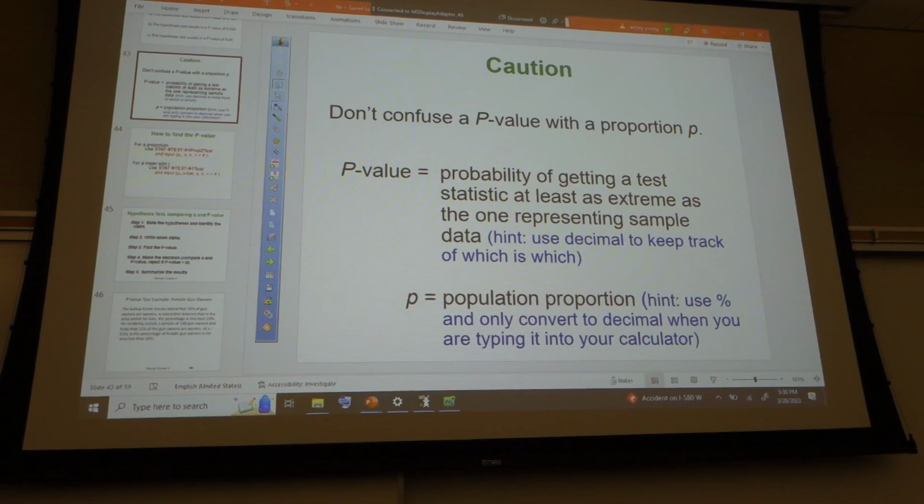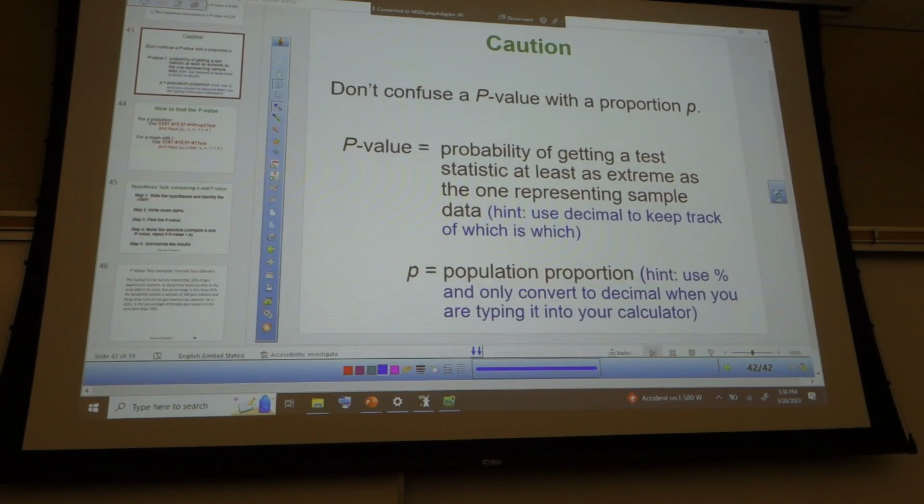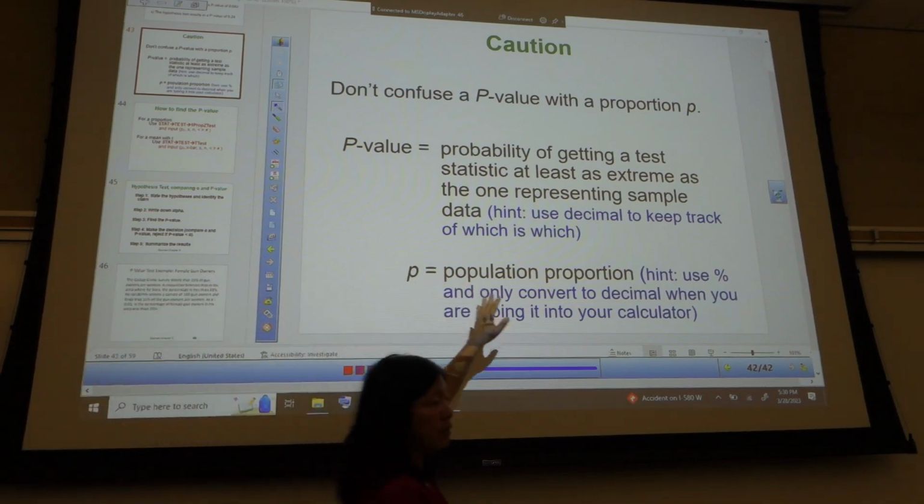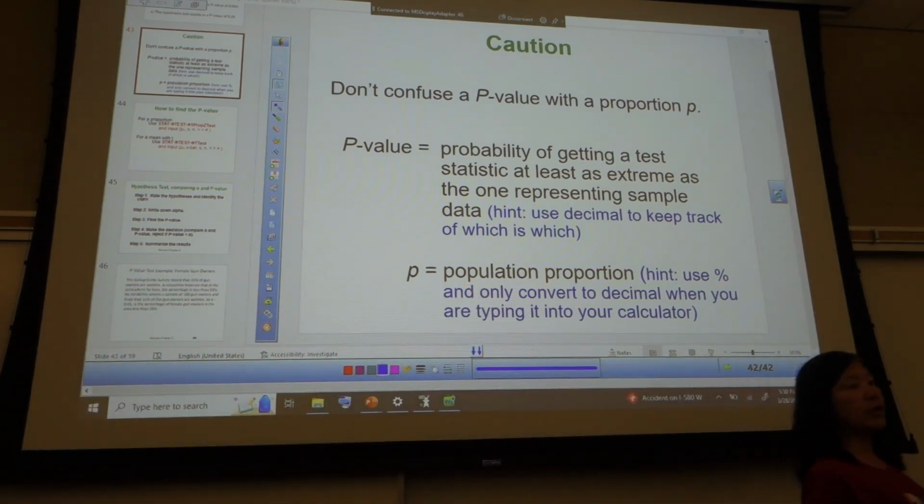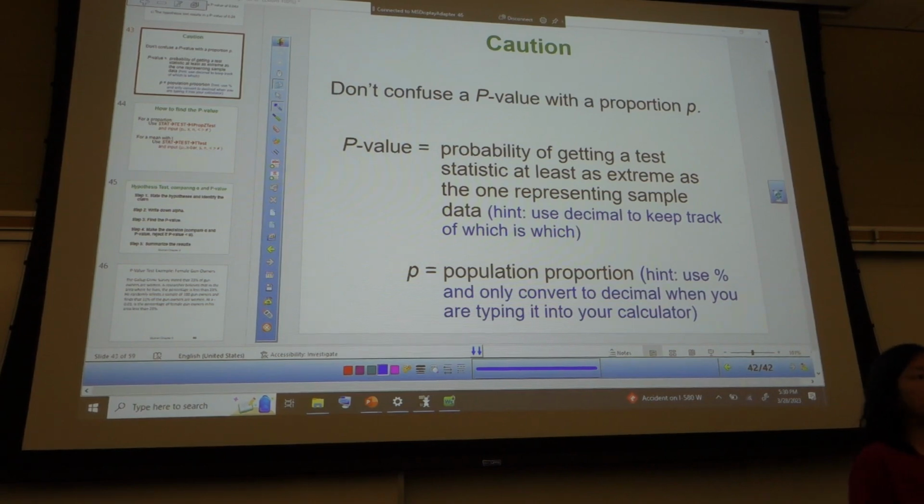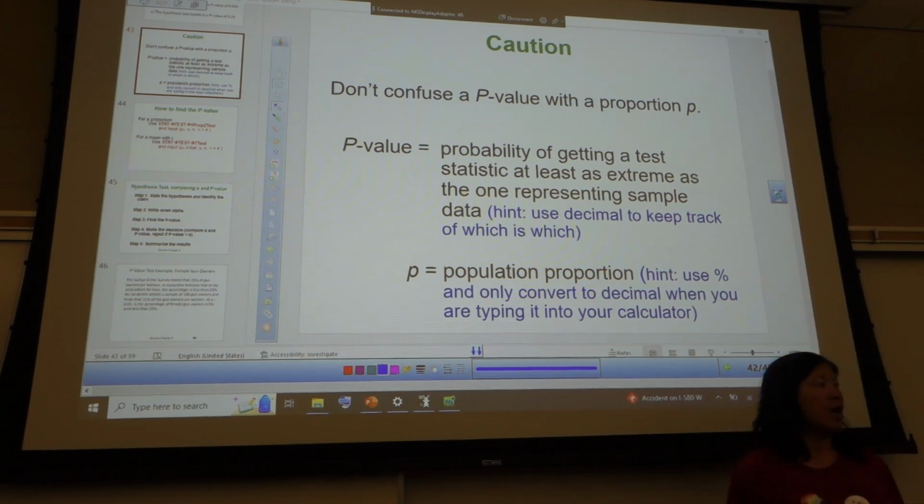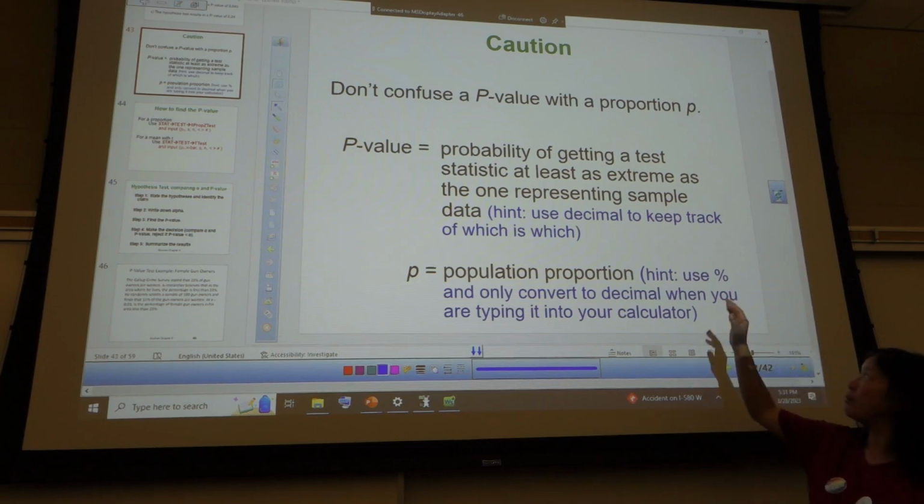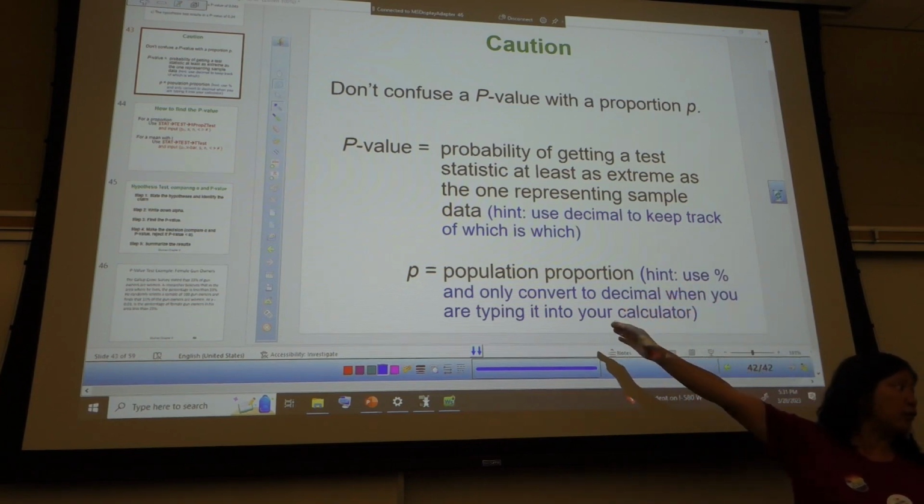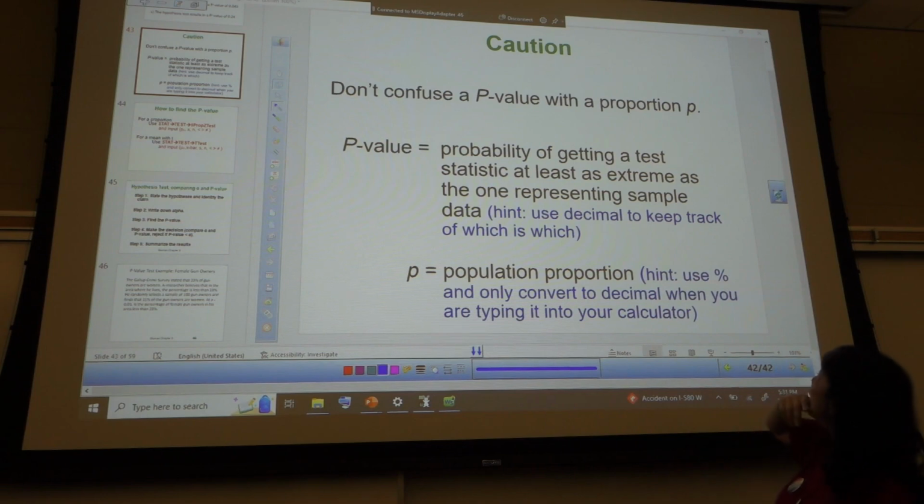Now, here's the tricky part. Please do not confuse p-value with proportion p. Annoyingly, your calculator calls it p. Doesn't call it pb. Why can't you call it pb? How hard would that be? It calls it p. So you've got p hat in there, you've got p naught, you've got p, which is really your p-value.